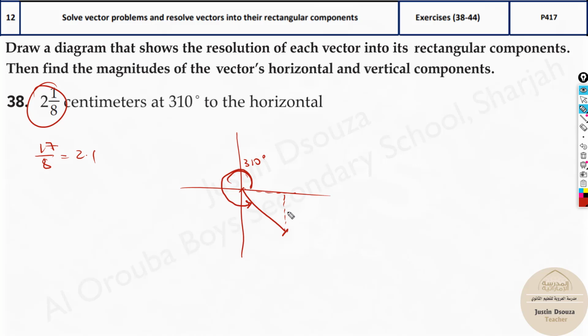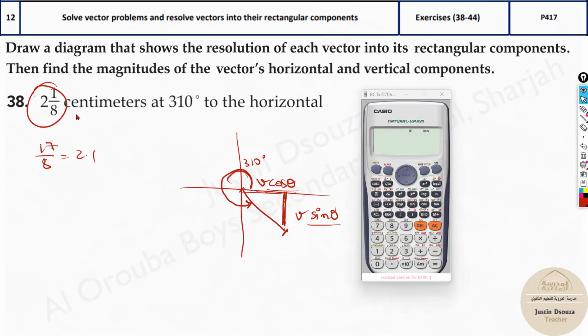And these are given by the magnitude times sine theta over here, and the magnitude times cos theta over here. You must always remember the vertical component, y, has sine, and the horizontal component has cosine. Now we can just use our calculators and find it out.